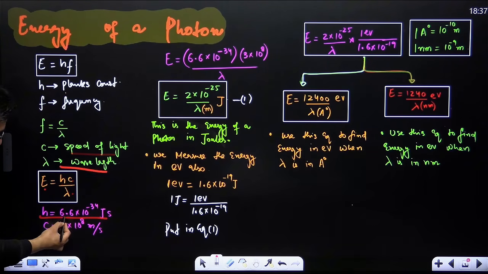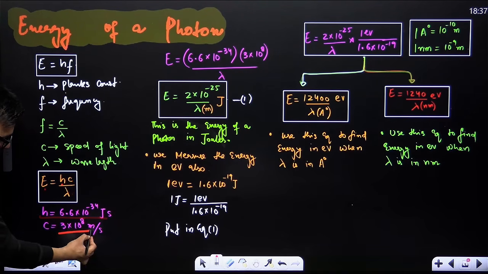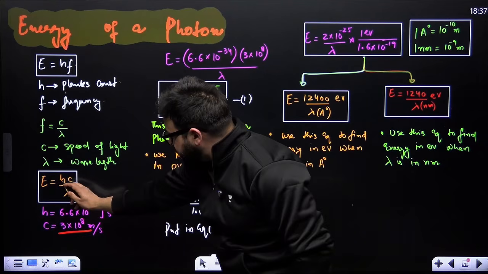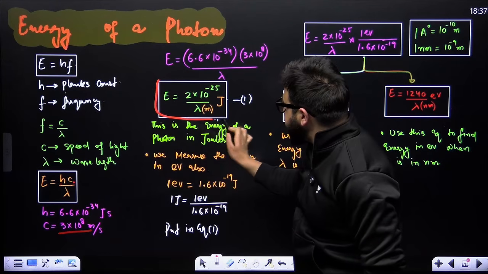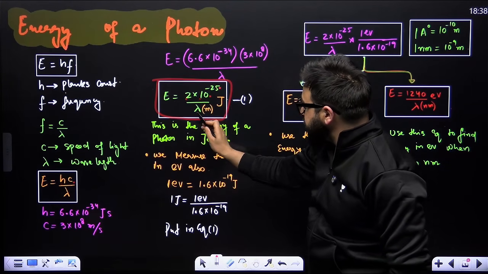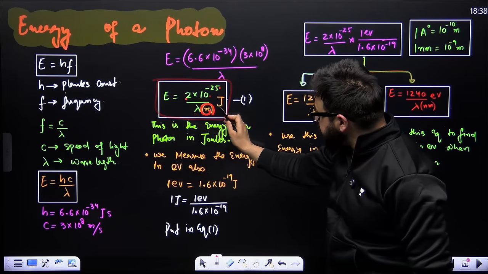The value of Planck's constant is 6.6 into 10 raised to the power minus 34. The value of c is 3 into 10 raised to the power 8. If you put the values of h and c here, you will finally get energy of photon as 2 into 10 raised to the power minus 25, divided by lambda. This lambda is in meters, energy is in joules.